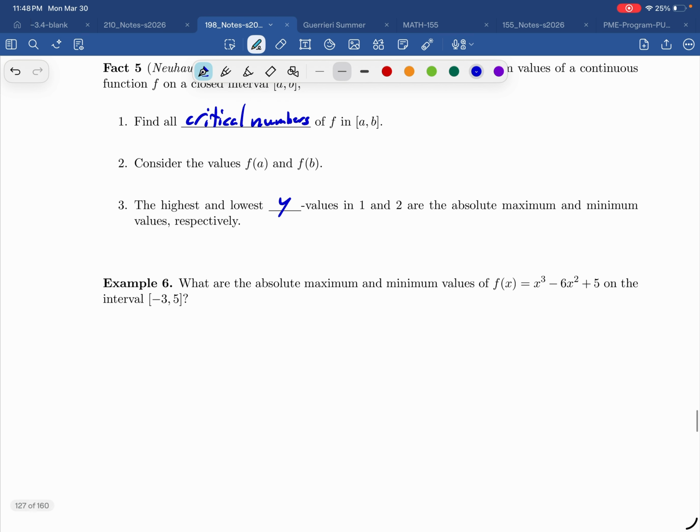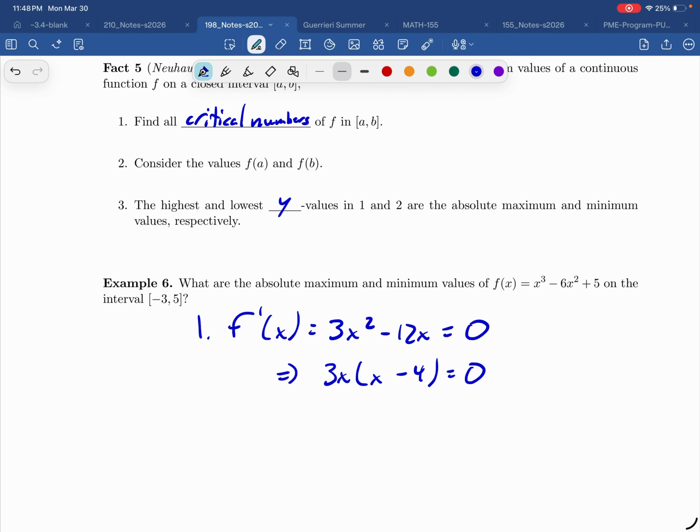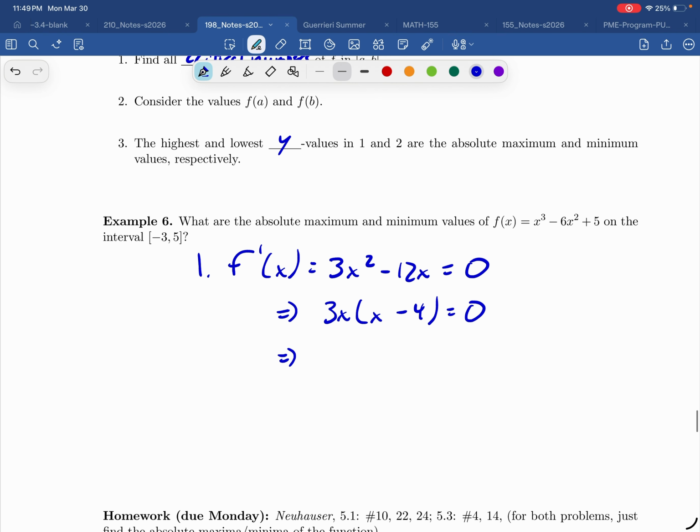So for example, consider this function. In the interval -3 to 5, what are the absolute max and min values? So step 1, we're going to take the derivative, f prime of x, and we're going to set it equal to 0. Now this is not so bad, right? 3x squared minus 12x, and we're going to set it equal to 0, okay? And then this implies that we can factor out, if you notice, a 3x. 3x times (x minus 4) equals 0. And so this implies x equals 0 and x equals 4. And we check and see, yes, both of those are in our interval from -3 to 5.